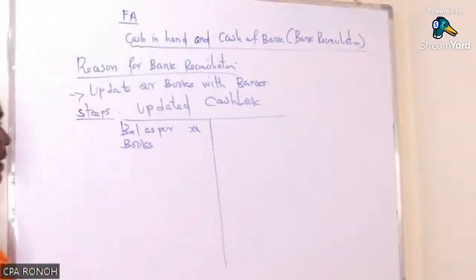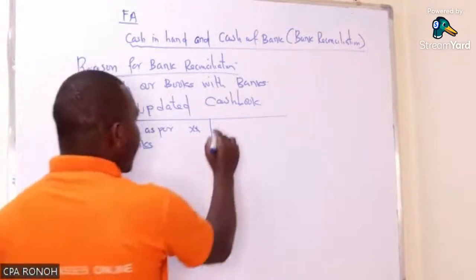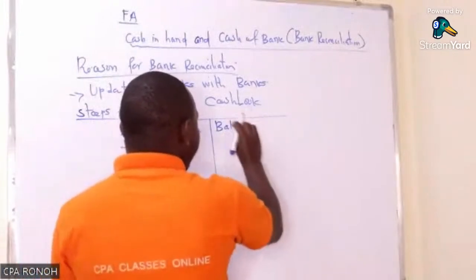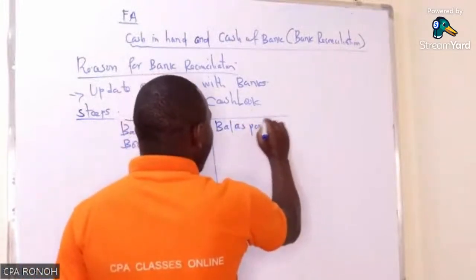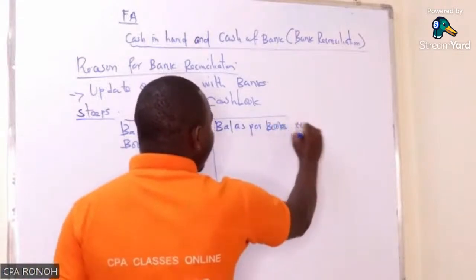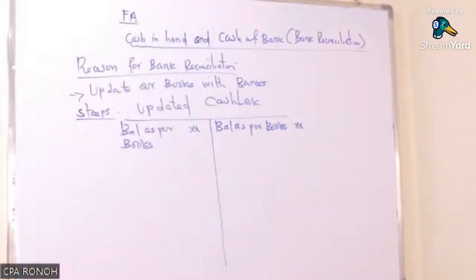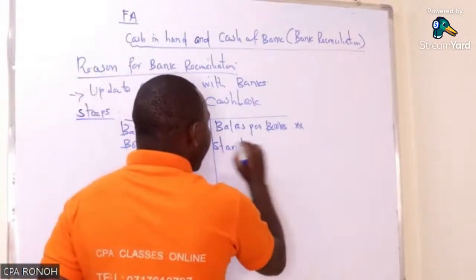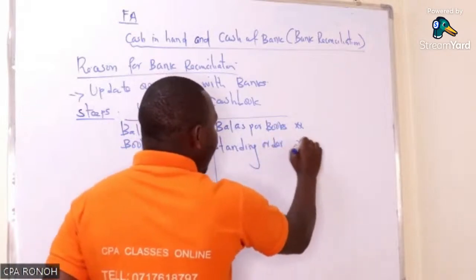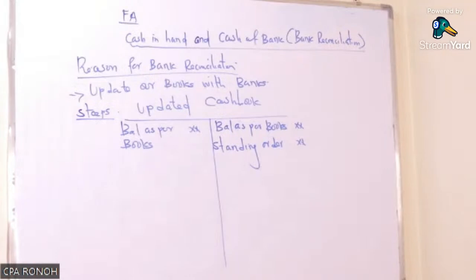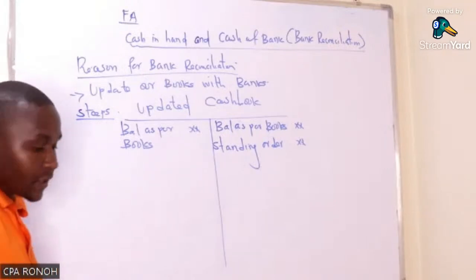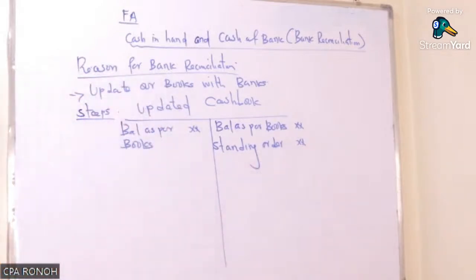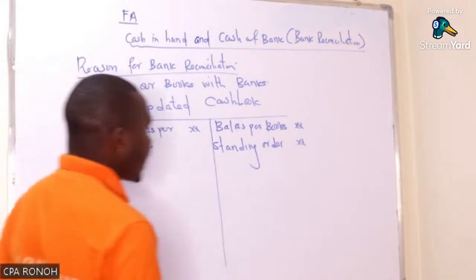This balance as per books can be negative. Then we have the standing order payment; we have to credit our books. Remember, we are reducing the asset, which is cash. We say, whenever there is a decrease in asset, you credit.